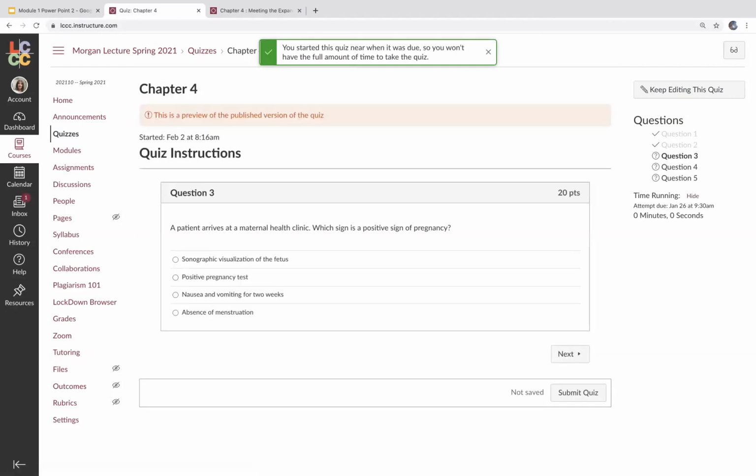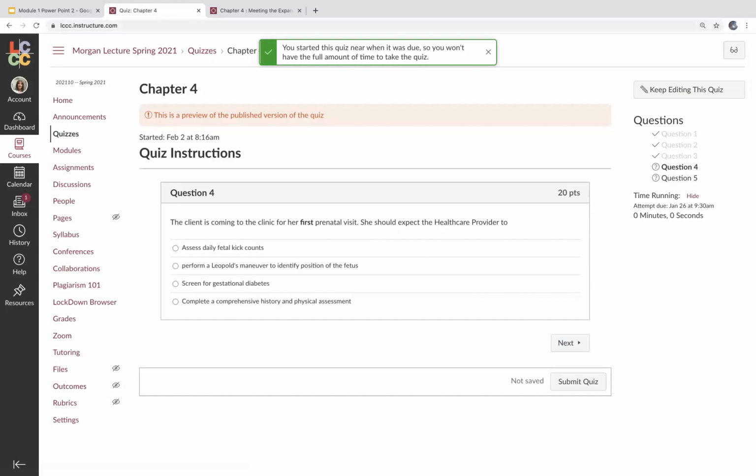A patient arrives at a maternal health clinic. Which sign is a positive sign of pregnancy? Positive sign is sonographic visualization of the fetus, positive pregnancy test, nausea and vomiting for 2 weeks, absence of menstruation. So you should have sonographic visualization of the fetus.